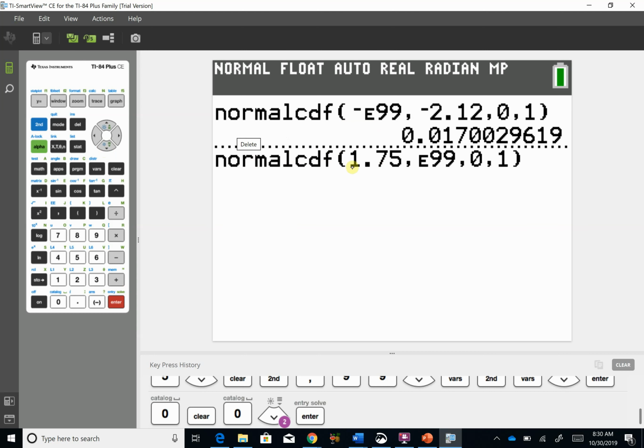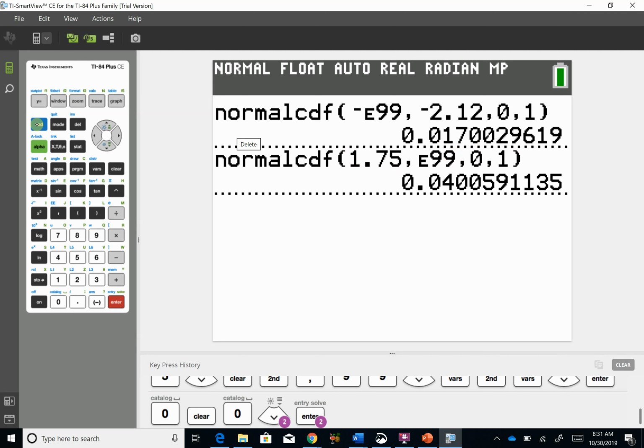If you have an older calculator, you don't need the 0, 1 on your screen. If you don't put it, the calculator just assumes 0 and 1. Otherwise, if you have an older calculator, you'll see normal CDF, parenthesis, 1.75, comma, the E99, and then close your parenthesis. You don't need the 0 and 1. You can put them if you want, but you don't have to. And there's the value we got for the area to the right of 1.75.